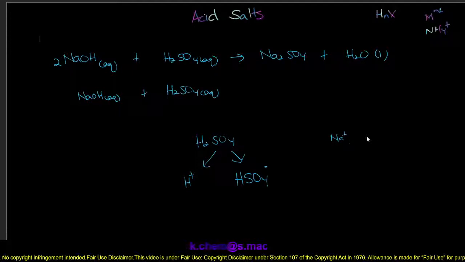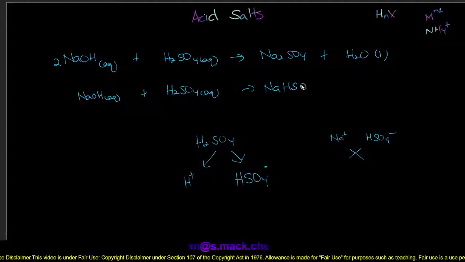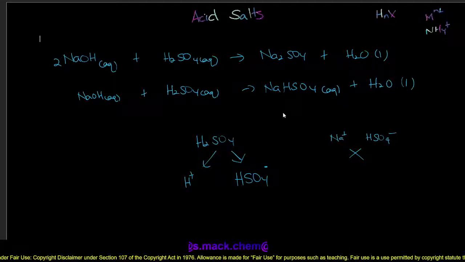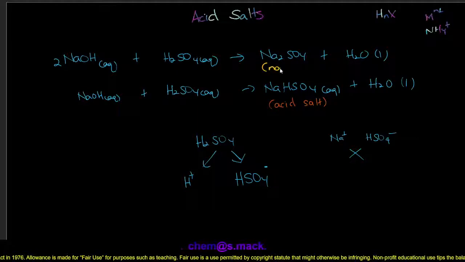So if sodium ions are combining with HSO4 minus ions, the formula of the salt to be formed would be NaHSO4. And of course, we would expect water to be formed as well. And this is our balanced chemical equation, which shows the formation of an acid salt versus a normal salt. You should be able to write both equations showing the formation of the normal salt and the acid salt.